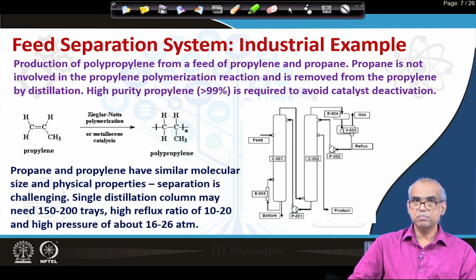So, this is an industrial example where there is separation of the feed stream. Separation of the feed stream before the feed enters the reactor is important.